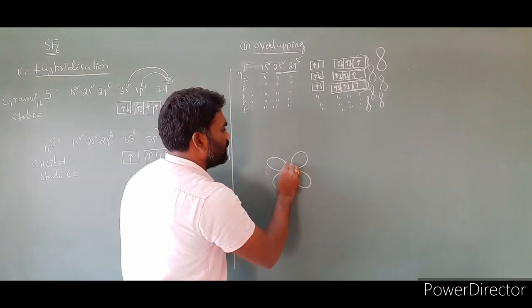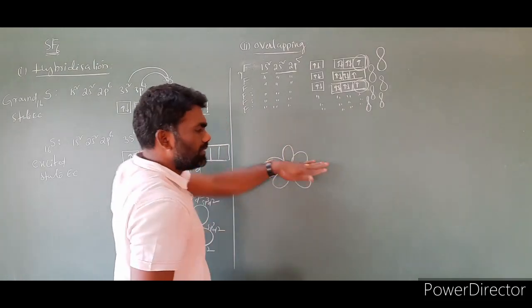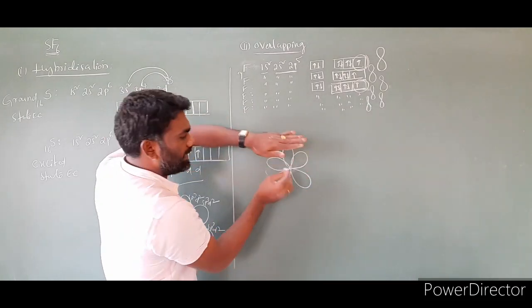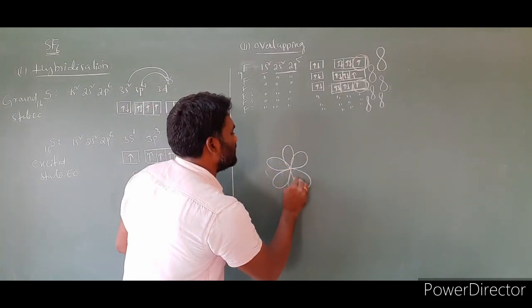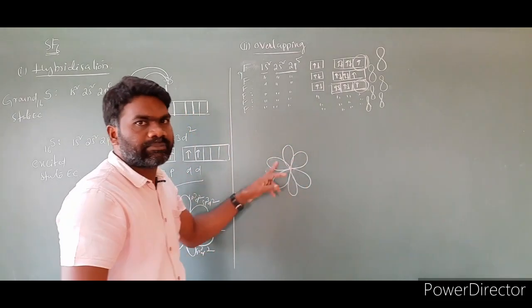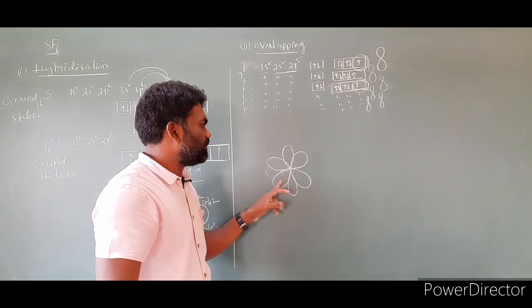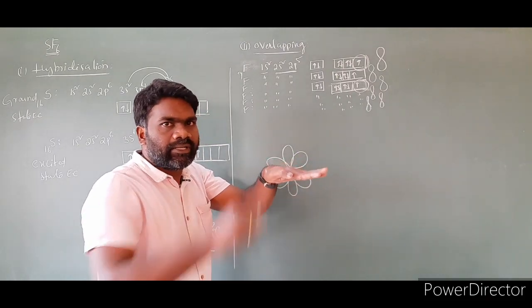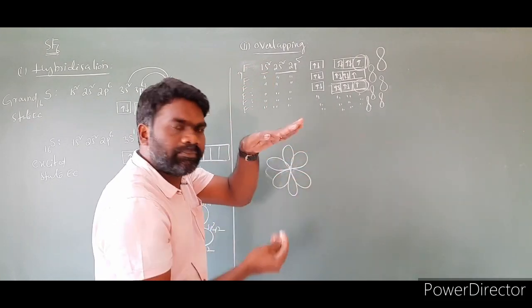What is present above the plane? I am writing like this. This one is present above the plane. One is below the plane. Which one is present below the plane? I wrote like this. This means 3 sp3d2 hybrid orbitals are present in one plane, one is above the plane, and one is below the plane.